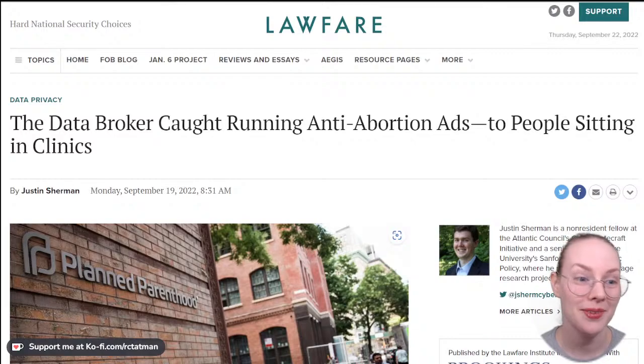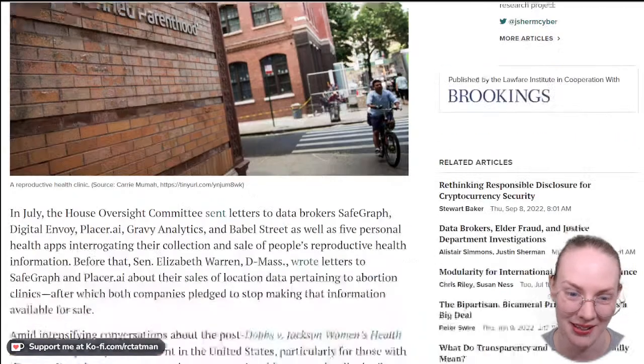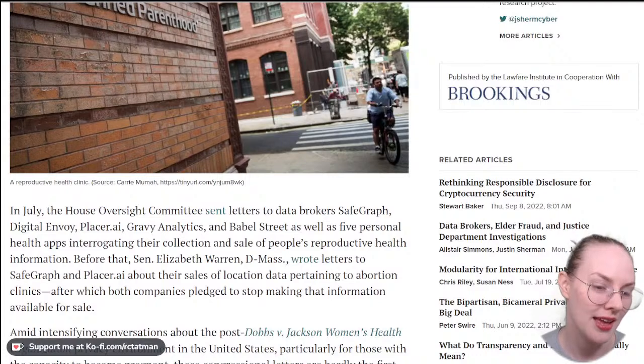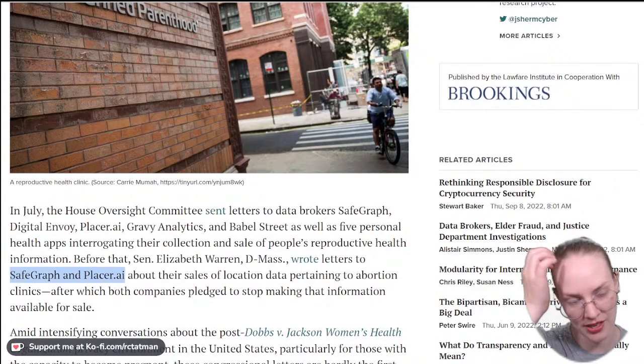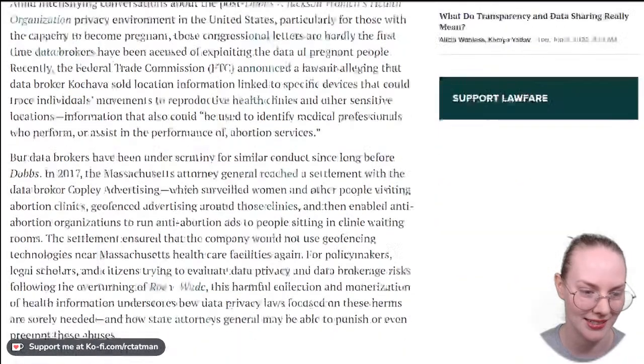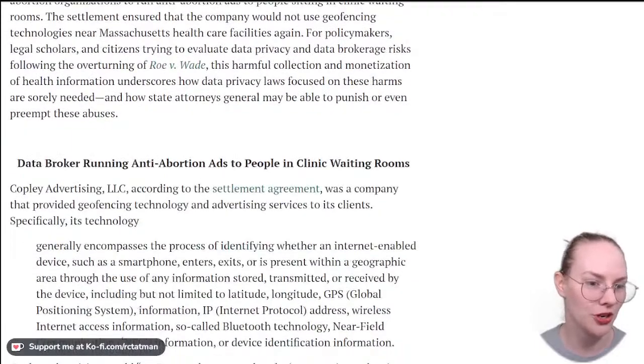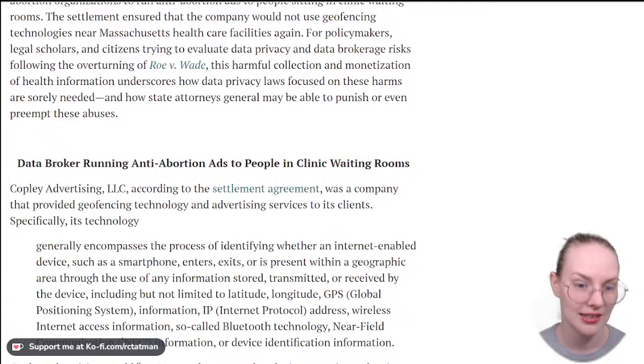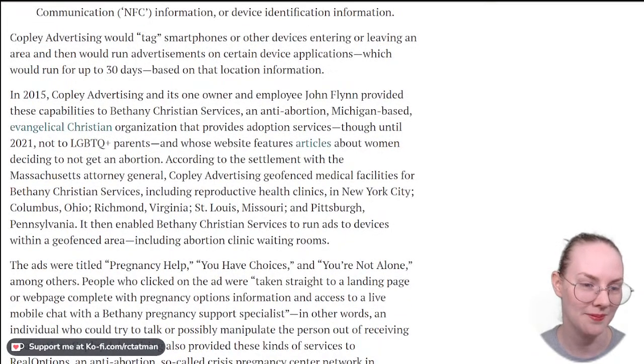Anyway, huge privacy violation, and also they did this after the companies that are profiting from this, SafeGraph and Placer.ai, said that they would stop making it available for sale. They did not, and of course this is an issue, and I'm not entirely sure what the... okay. So it looks like they had to settle. Yep. Anyway, not great.